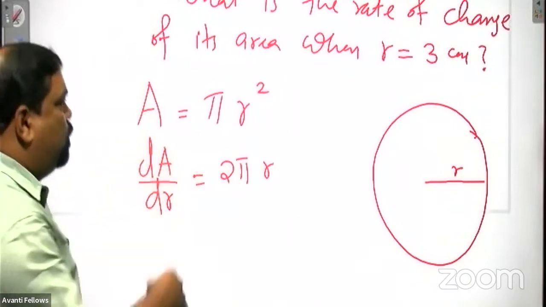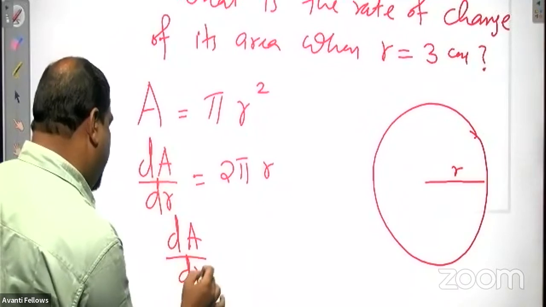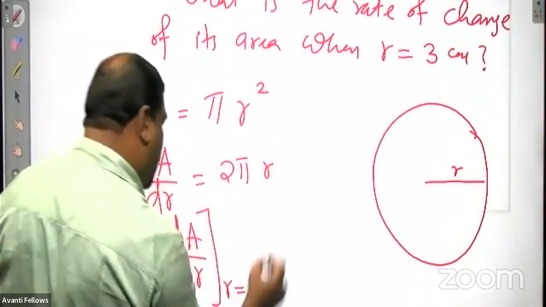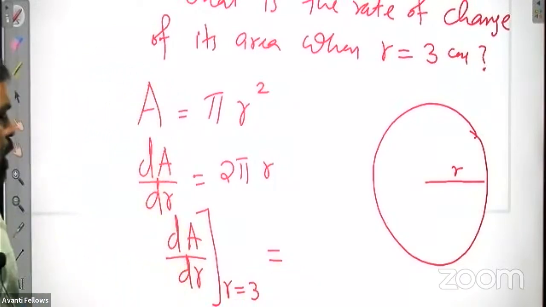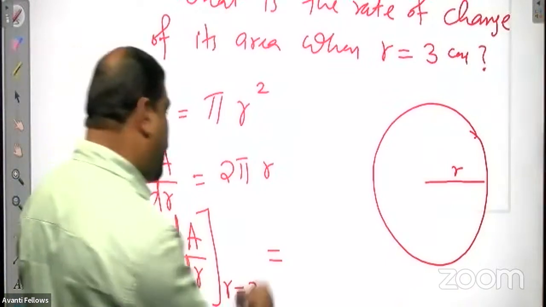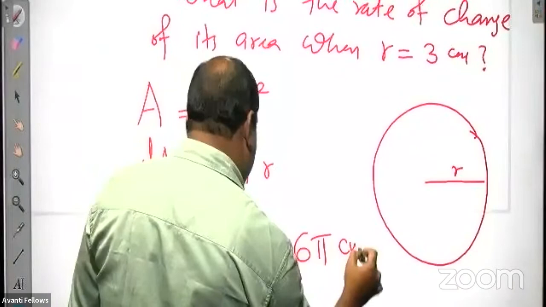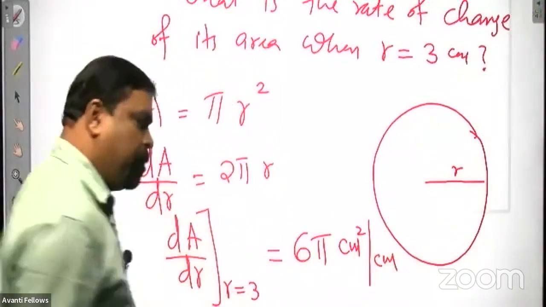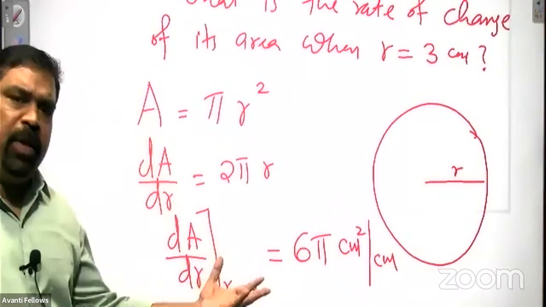Now we have to find dA by dr at the instant when r is equal to 3. So put r equal to 3 here, that's all. dA by dr when r is equal to 3 is equal to 2 pi into 3, that is 6 pi. You know, 6 pi centimeter square per centimeter. It's a very simple problem.